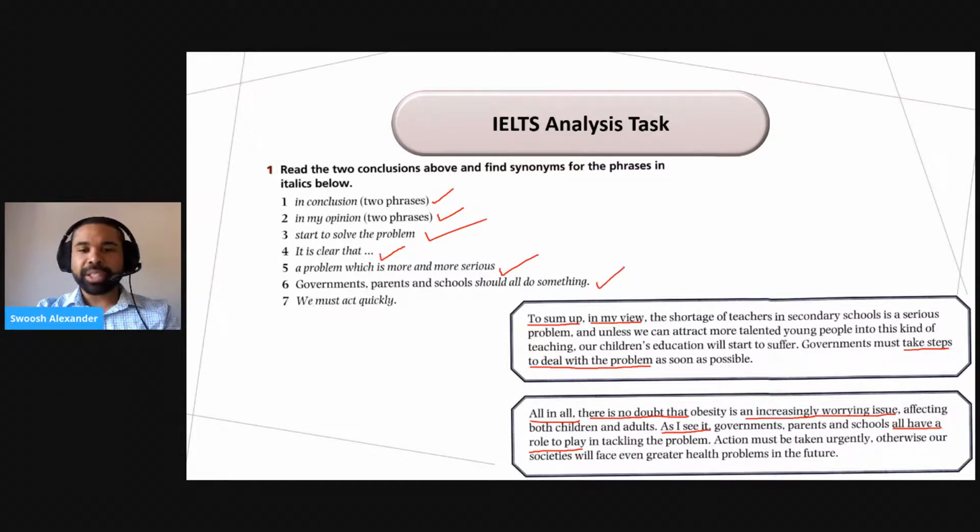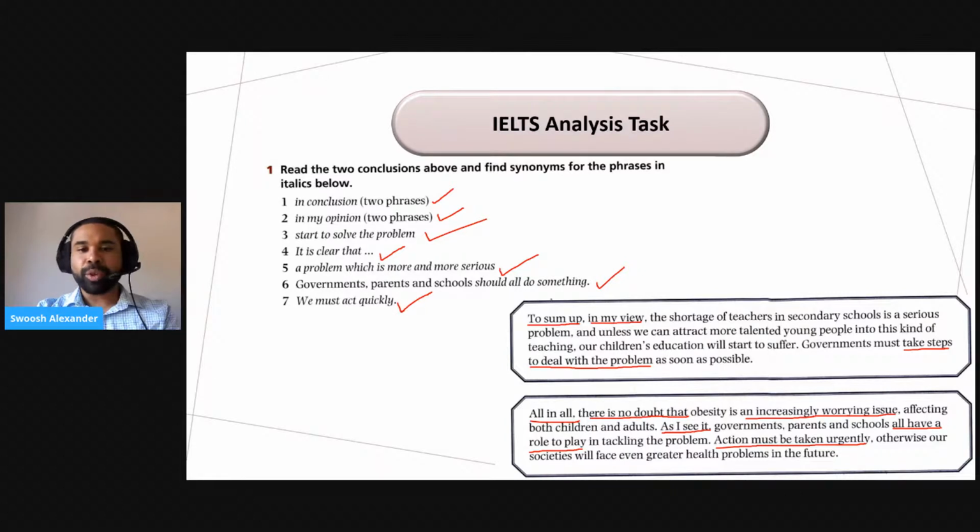And finally, we must act quickly. What do we think about that one? We must act quickly, a way to paraphrase this. Okay, so yeah, we could use this expression here. Action must be taken urgently. So it's using the passive voice in this case, but the meaning is the same.